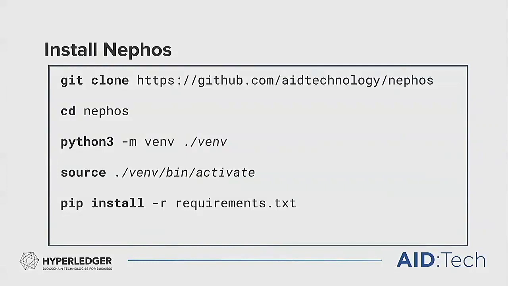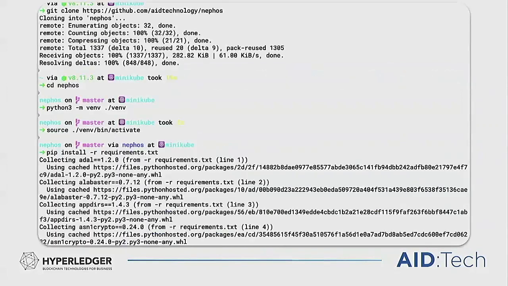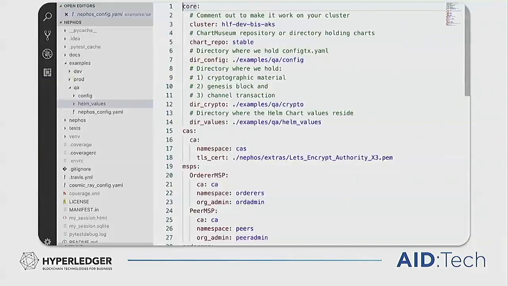You'll source your virtual environment, which will allow you to use that specific Python version, and you'll install the requirements, of which there are not many. That should take a couple of minutes. So it will look something like that: git clone, cd Nephos, Python 3, source activate, pip install. And you're basically ready to go.